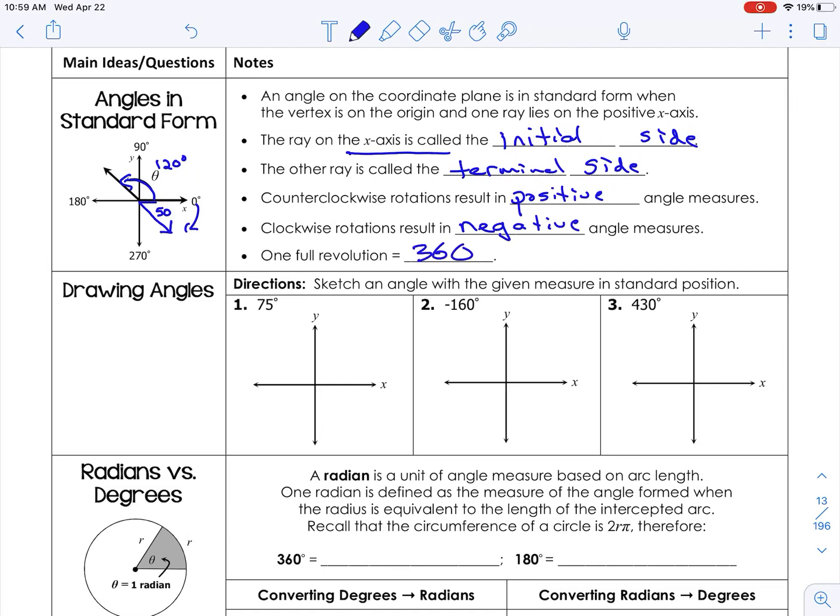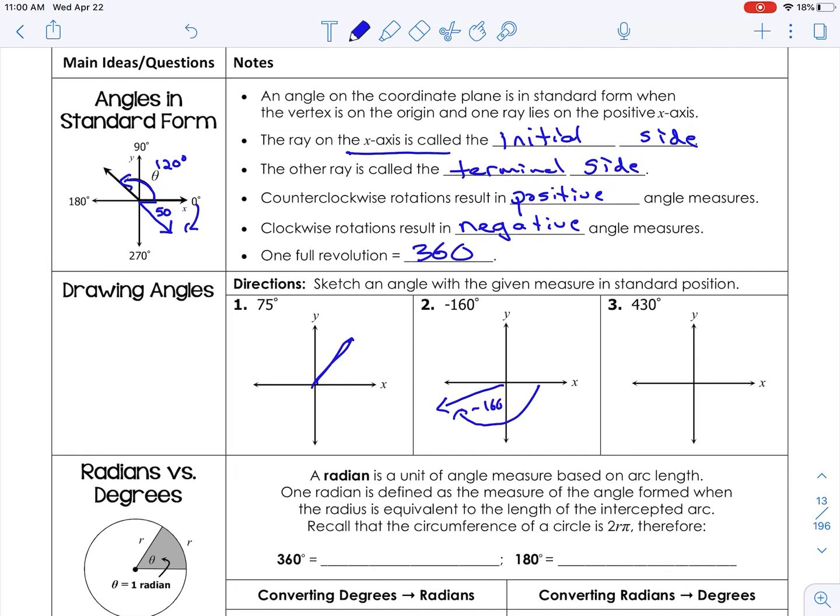Okay, very good. It starts off just sketching an angle in standard form. So 75 would be kind of here. Now negative 160. Negative is going in this direction. Here's negative 90, right down to there, and this would be negative 180 all the way over to there. So negative 160 would be the terminal side there, in this clockwise direction.